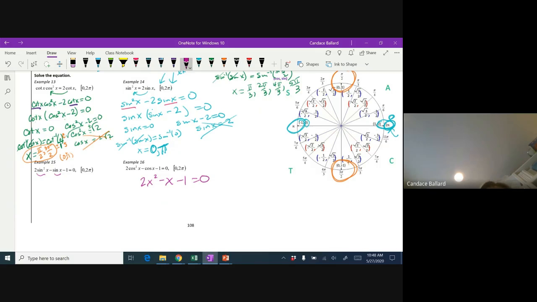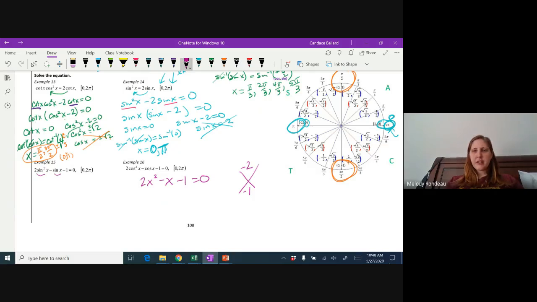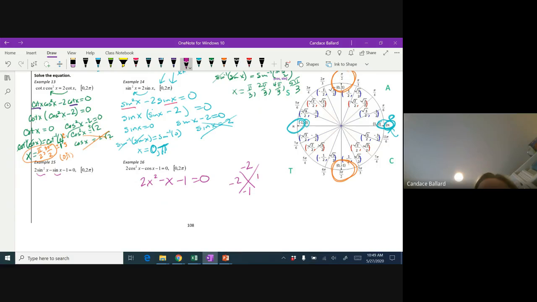I'm going to use, it's a trinomial, so I always start with a magic x, and this may vary. I don't know what Ms. Rondo does with you guys, but I'm going to factor it the way I factor it in my class. Two numbers that multiply to -2 and add to -1 would be -2 and 1.